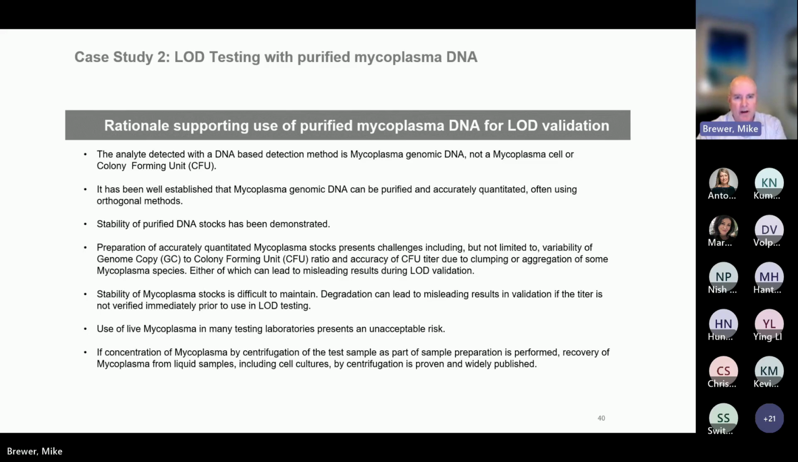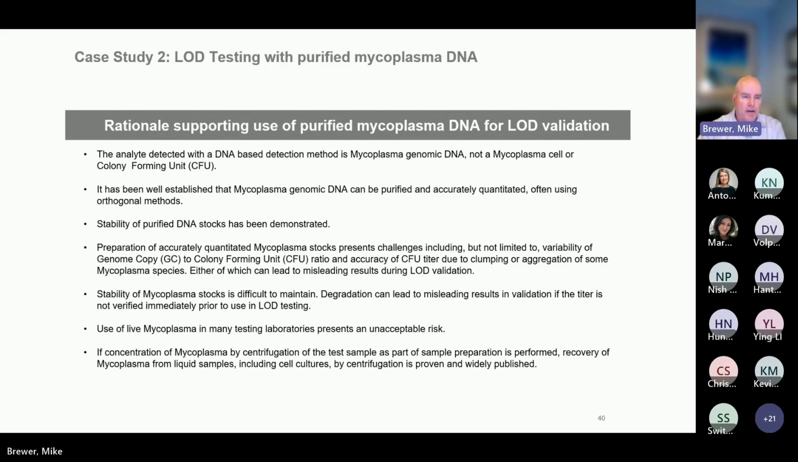But of course, if a cell is there and the genome is extracted, it is detected. It's been well established that mycoplasma genomic DNA can be purified and accurately quantitated, often using orthogonal methods. Stability of purified DNA has been demonstrated. And as I showed you before, that was just a summary of it, but preparation of accurately quantitated mycoplasma stocks can present challenges that are not limited to variability of genome copy to CFU, accuracy of CFU titer due to clumping or aggregation of some species, and these can lead to misleading results.